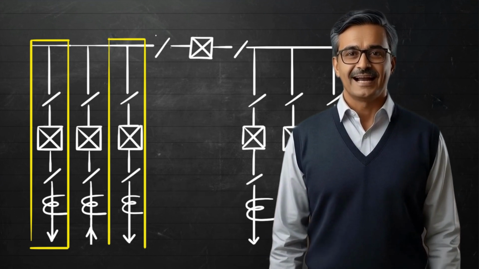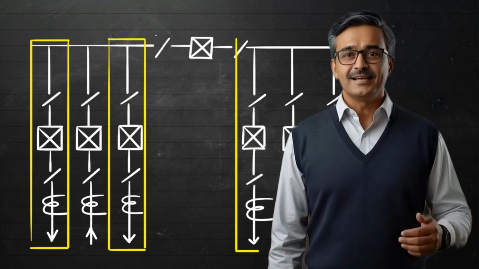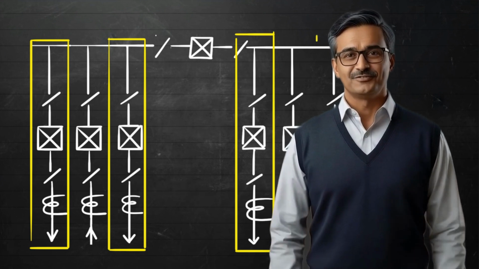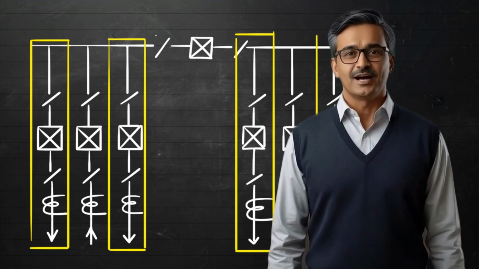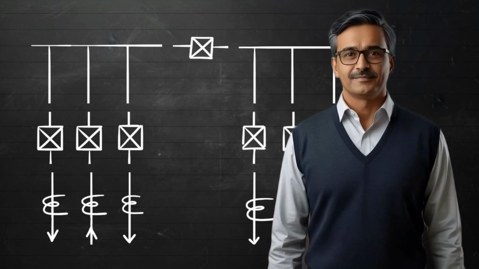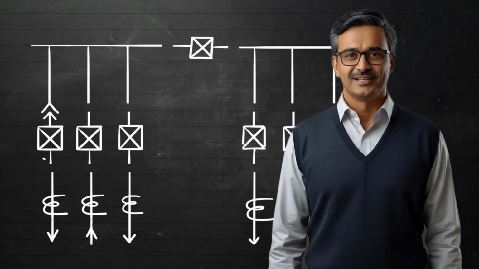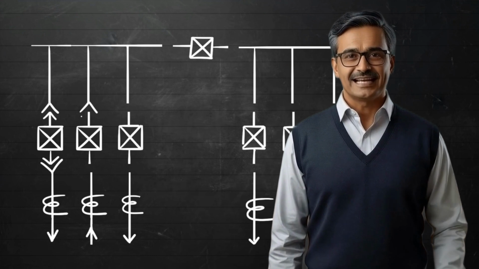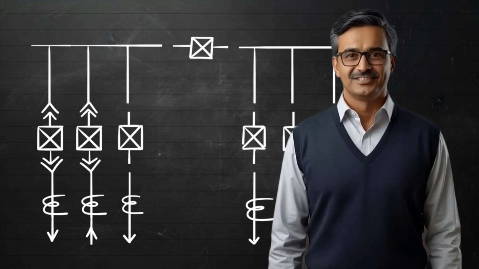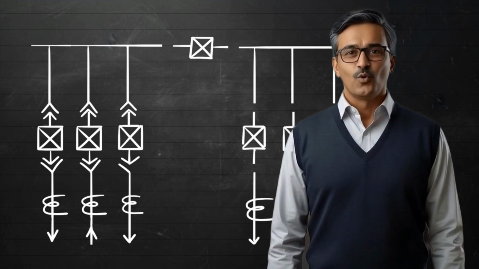Now let us understand an important feature of indoor metal-clad switchgear. Instead of a fixed circuit breaker, we use a draw-out type circuit breaker. This is shown by a double arrow symbol in the diagram. This symbol indicates that the circuit breaker can be physically withdrawn from the panel when required.